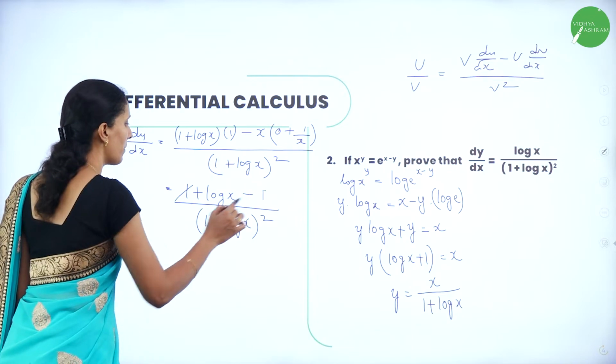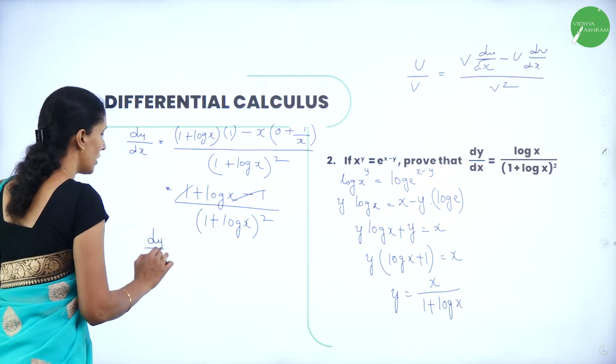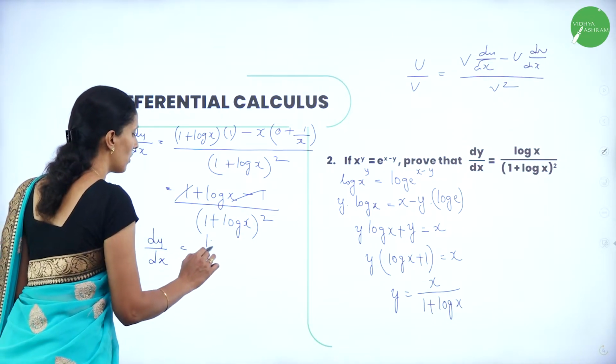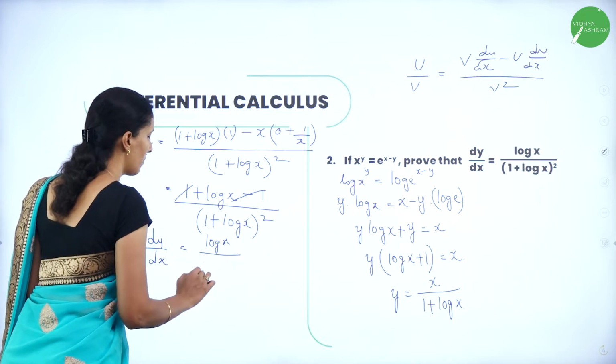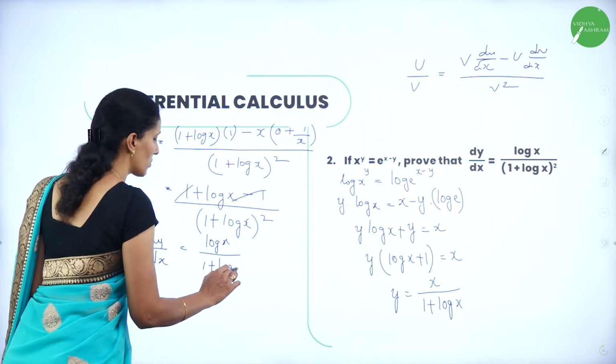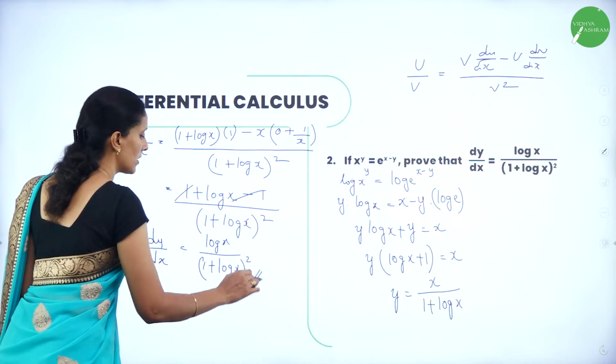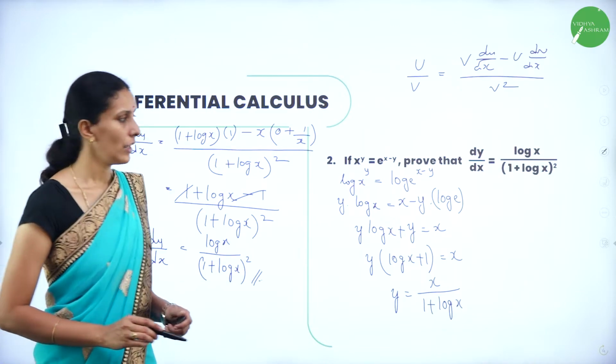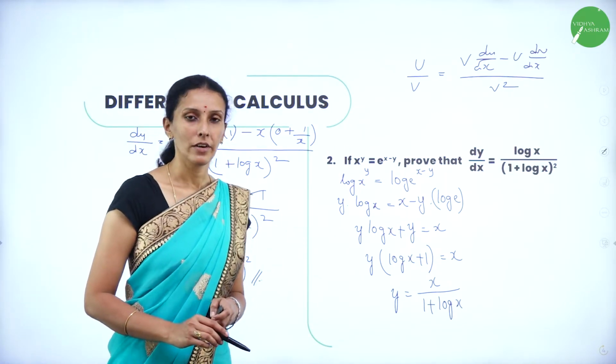So here plus 1 minus 1 gets cancelled. So dy by dx is equal to log x divided by (1 + log x) whole square. So this is the derivative of the given function. Hence, we have proved the result.